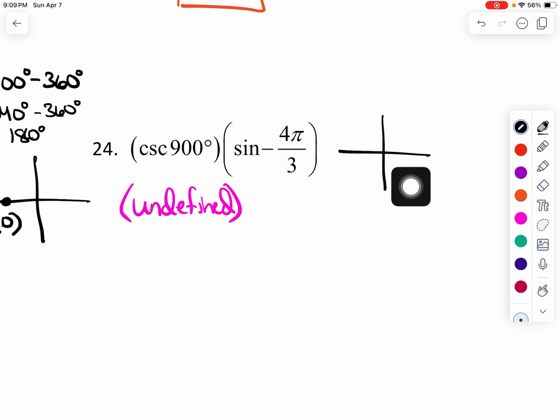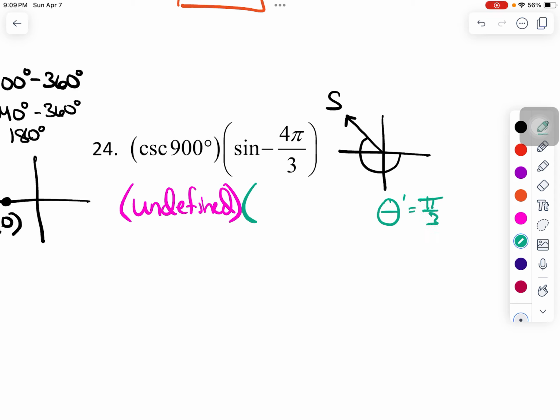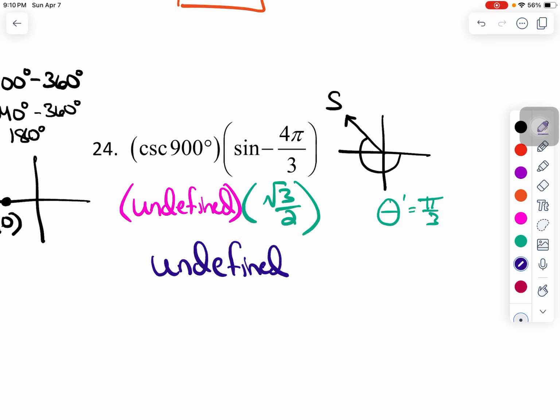So I'm going to rotate clockwise. If I rotate from the x-axis to x-axis, that's pi, but I need to go a little bit more. So 4 pi over 3, but negative, rotates this way. So AS, oh cool. So sine's positive here. That's good. So positive, my reference angle theta prime here is going to be pi over 3. The sine of pi over 3 is root 3 over 2. And again, I told you already, I knew the answer was going to be undefined because you have undefined times some value, it's still going to be undefined.